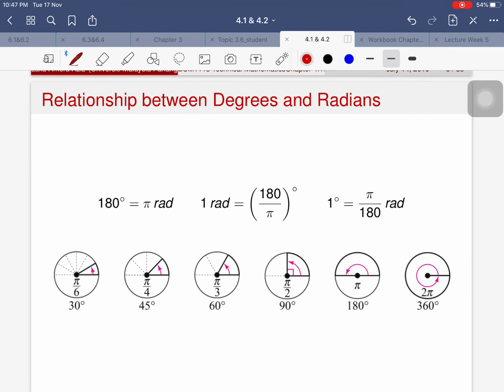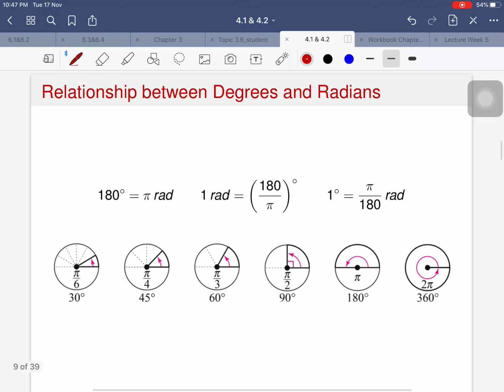Okay, now let's have a look at the relationship between degree and radian. As I told you, both of them are units to represent angle. They're just different units, but they're actually talking about the same thing, which is the angle. According to the definition, 180 degrees is equivalent to pi radians.